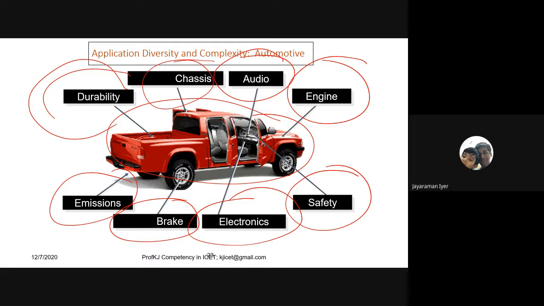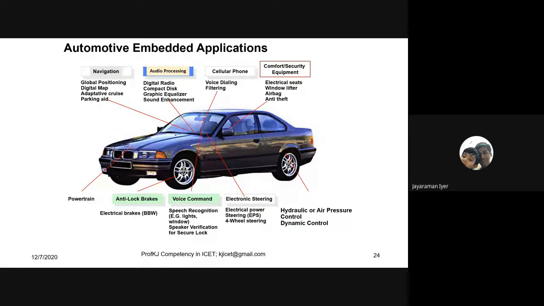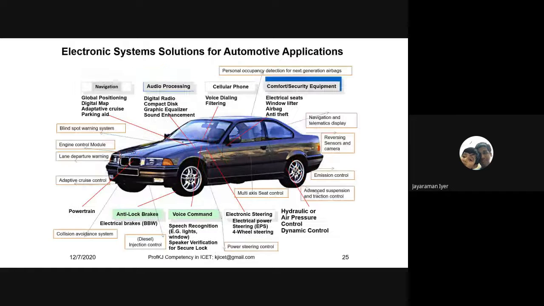I will show you the next 3 slides, only automotive. I have taken only one industry, the automotive industry, for the simple reason that it is taking a lot of people into jobs. Even if you go to Wipro, there is an automotive electronics area. If you go to, say, HCL, there is an automotive area, and you can easily get a job there. Now we have gone into navigation, audio processing, cellular phone, comfort, security. This is the next level. Now go to the next one.